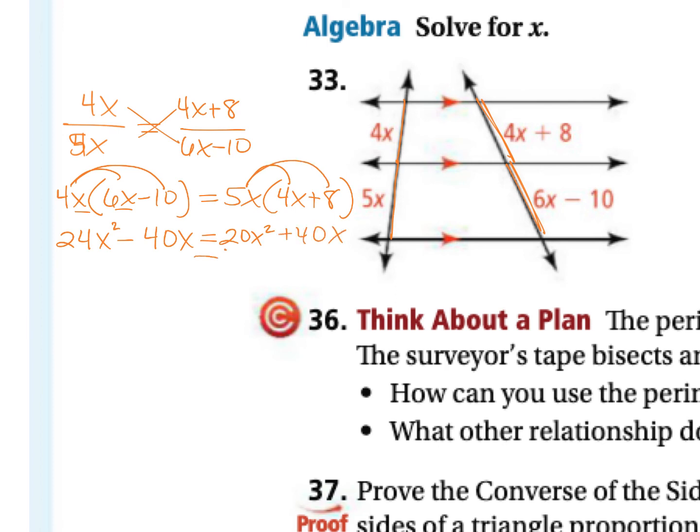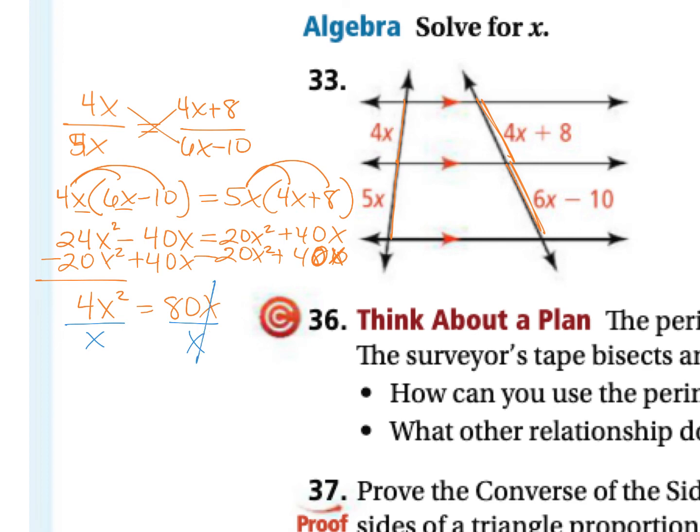Now, if I take away this 20x squared, you get 4x squared. If I add the 40x to the other side, oops, 40x, sorry, you get 80x. Now what you can do is you can divide everything by x. That'll get rid of this x. That'll make over here just 4x. X squared divided by x is just x. So equals 80, and look how nicely that turns out.